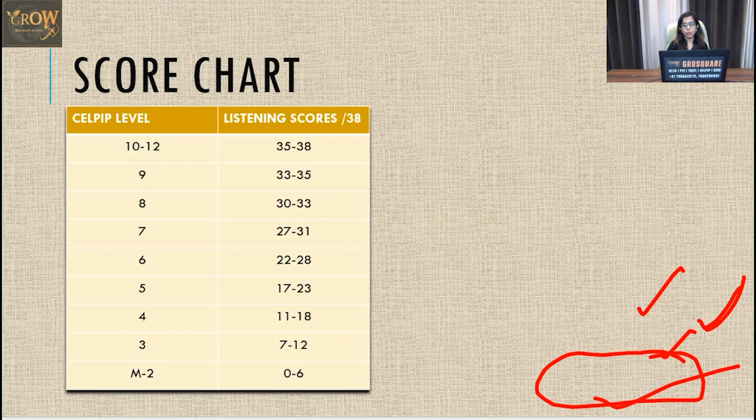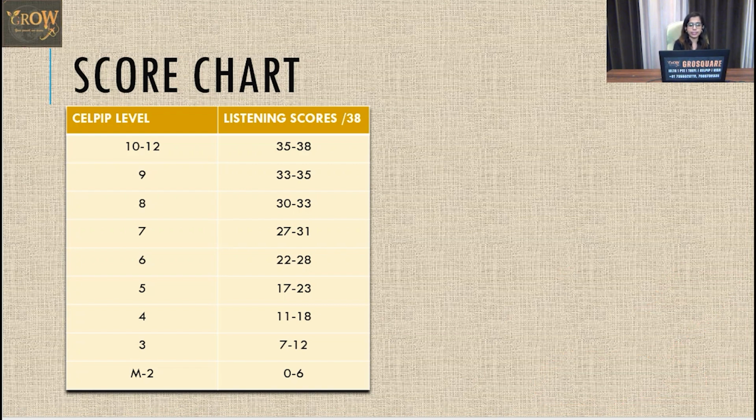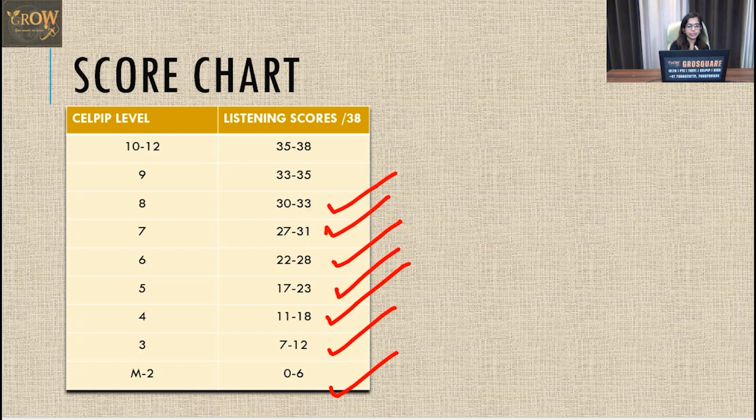Now let's see what the score chart in CELPIP is. What you can see over here is that for M to 2, they are going to give you 0 to 6 listening scores. Then for 3, 7 to 12; 4 is 11 to 18; 5 is 17 to 23. Like what I'm saying is, let's suppose you got 17 questions correct, then you're going to get CLB level 5. 6 is 22 to 28, 7 is 27 to 31, 8 is 30 to 33. Now 9 is 33 to 35 and 10 is 35 to 38.